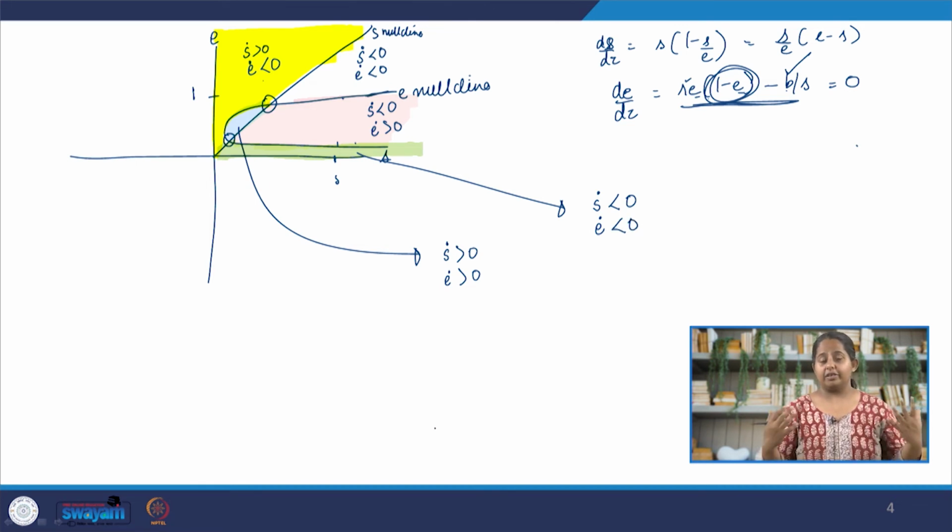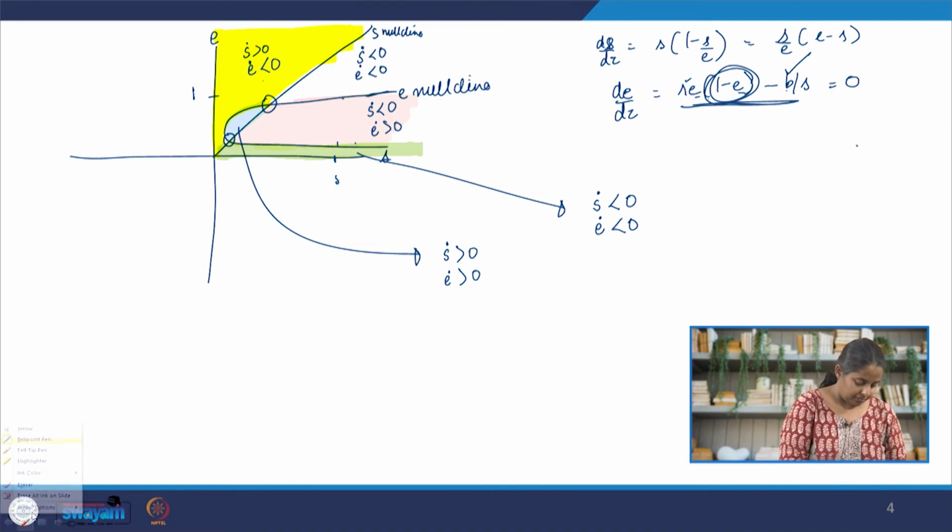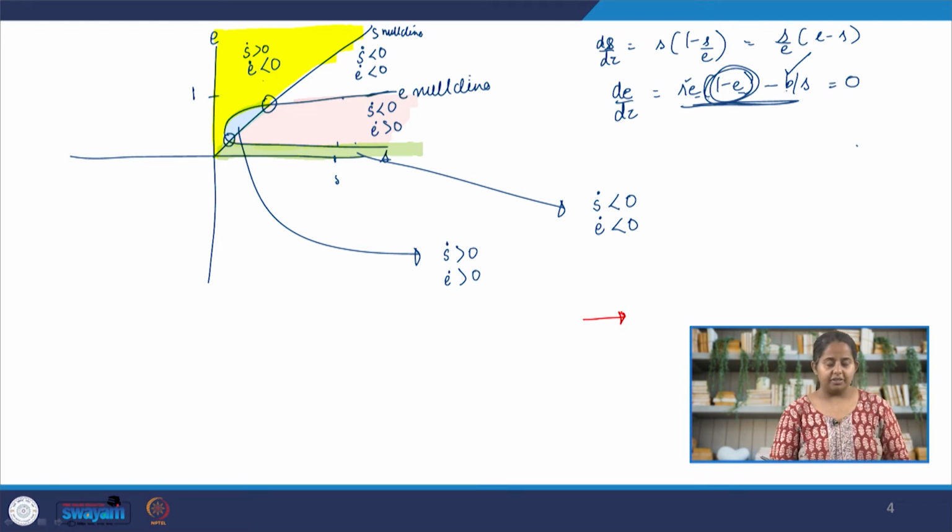Now it's time to put our arrows together and understand how the trajectories are behaving around these two intersection of nullcline points. So let's start with the yellow one. dS/dτ is positive, dE/dτ is negative. So in the S direction there is an increase, in the E direction there is a decrease. So the net flow is going to be in this direction.